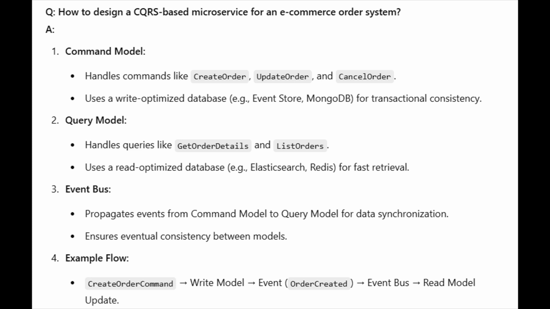The event bus propagates events from the command model to the query model for data synchronization. It ensures eventual consistency between models. Example flow: create order command, write model, event order created, event bus, read model update.